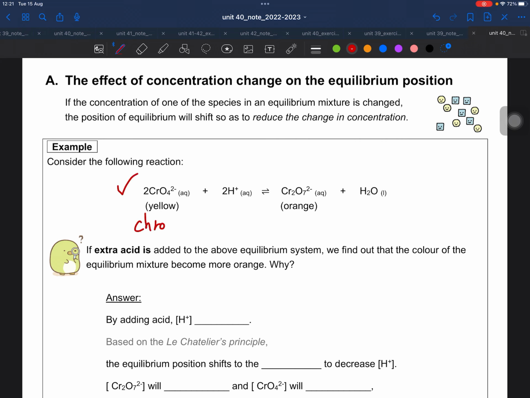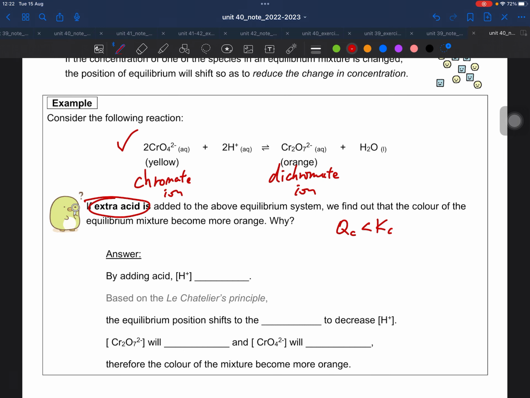Here I use this equation. This is chromate, this is dichromate ion, okay, you are familiar with that already. If extra acid is added, extra acid means reactant is more. That means Qc is less than Kc. Then what will happen? The color becomes more orange, because after adding acid, hydrogen ion concentration increases.